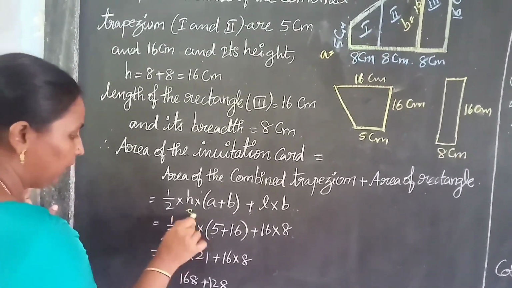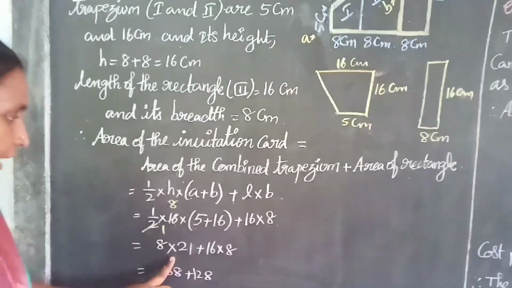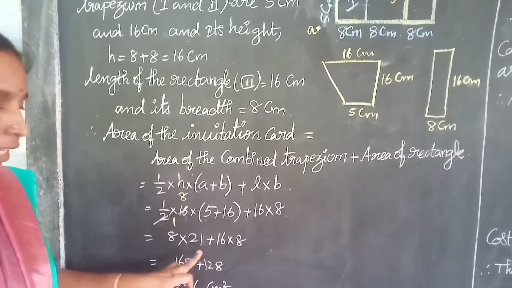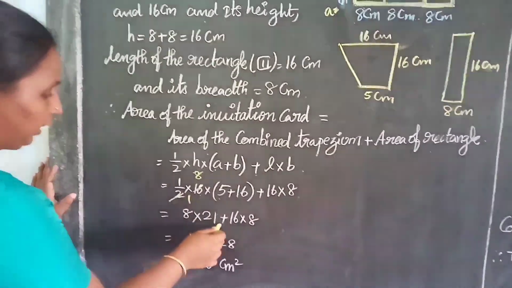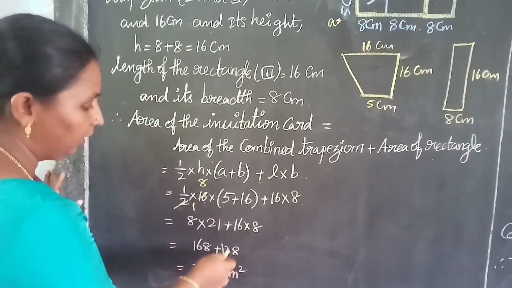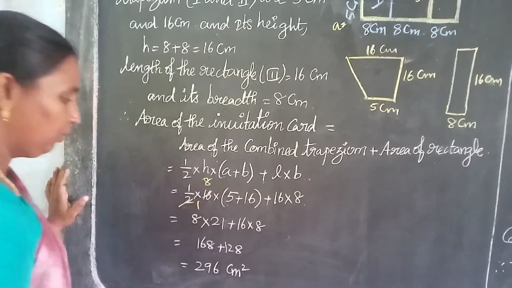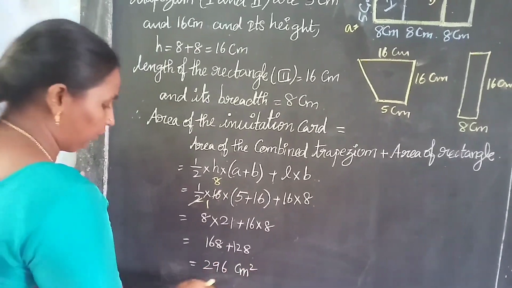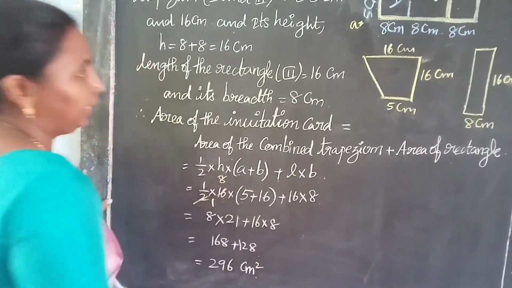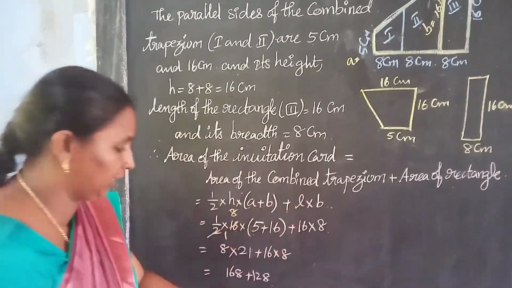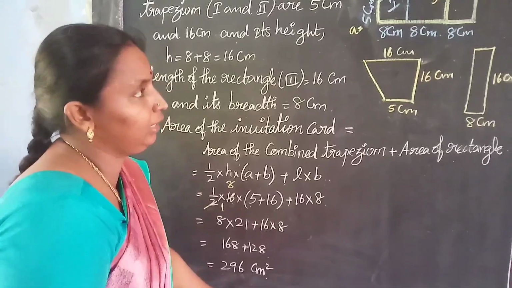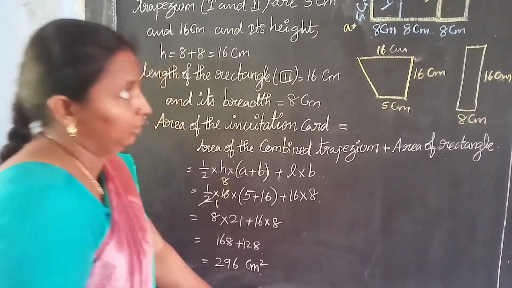So here cancel: 2 1s are 2, 8s are 16. You will get 8 into 5 plus 16, you will get 21, plus 16 into 8. So multiply these two: 8 into 21 is 168, plus 16 into 8 is 128. Add both, you will get 296 centimeter square. Therefore, the area of the invitation card is equal to 296 centimeter square.